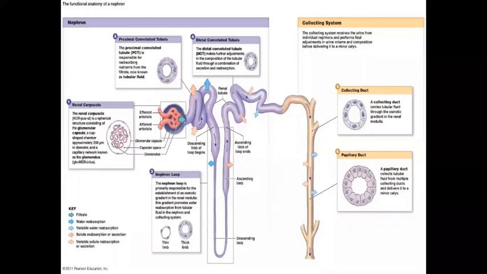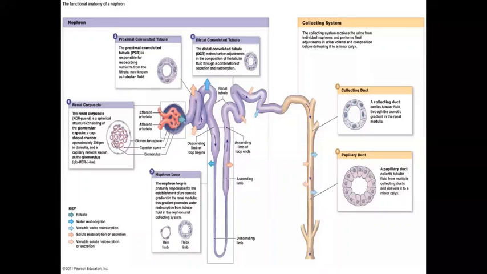Okay, and then we have the collecting system. The collecting system is comprised of the collecting tubules and the collecting duct. The collecting tubules are connected to the collecting duct. This is a system that is responsible to deliver the urine that has been produced to the renal pelvis and later on to the urinary bladder.